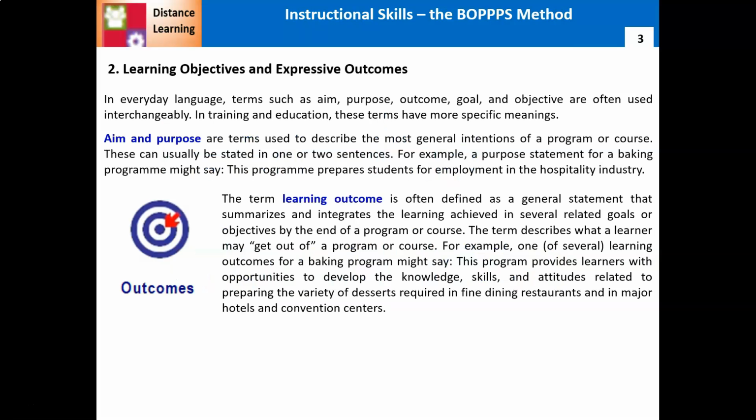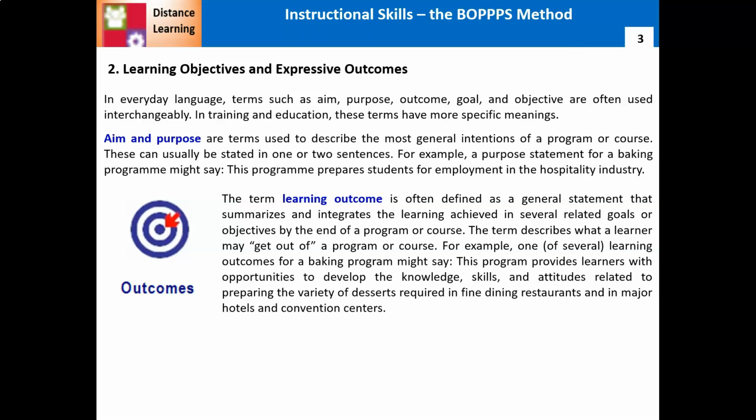Okay, the next element is learning objectives or learning outcomes. But here we should understand one thing: objectives and outcomes are different and have different meanings. In everyday language, as in education, terms such as aim, purpose, outcome, goal, and objective are often used interchangeably. In training and education, these terms have more specific meanings.